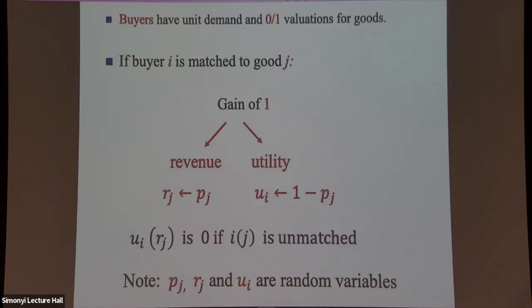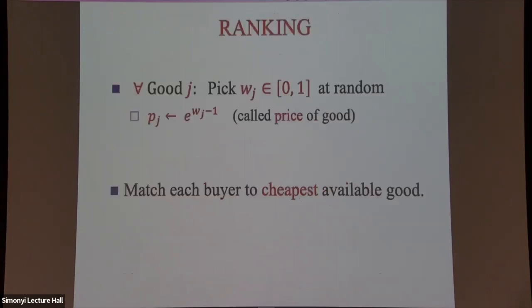And just note that p_j, r_j, and u_i are random variables, obviously. p_j is a random variable which is set in the first step of the algorithm. And as the buyers come in, in whatever order is determined by the adversary, depending on the p_j's, matches will be made. And the p_j's will influence r_j's and u_i's in the obvious manner given by this algorithm, right? So all these random variables will be determined in this way.